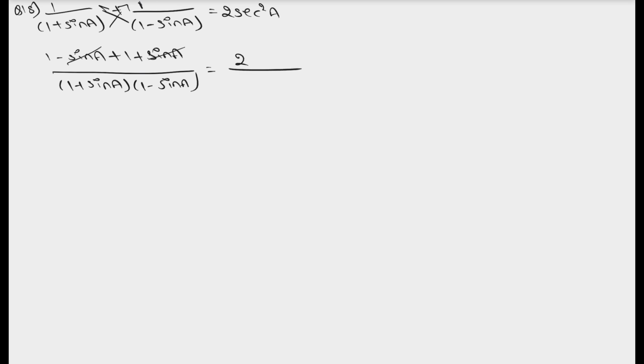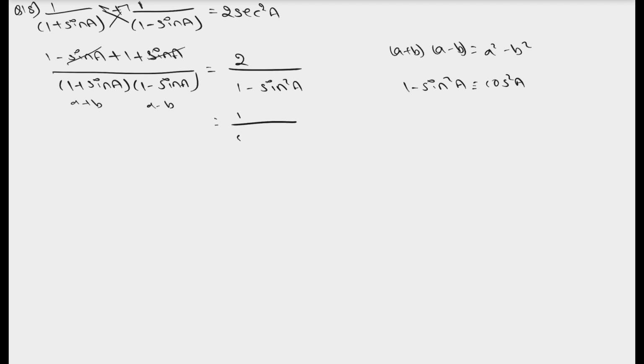Here the denominator is in the form of A plus B into A minus B. And we know A plus B into A minus B is A square minus B square. Now let's write our denominator in this form. We'll get 1 minus sin square A. And from our identities, 1 minus sin square A can be written as cos square A. Now let's replace our denominator with cos square A. We'll get 2 by cos square A. And here we have the inverse of cos, which is nothing but secant square. This is our required RHS value.